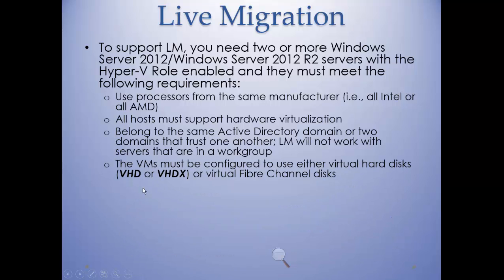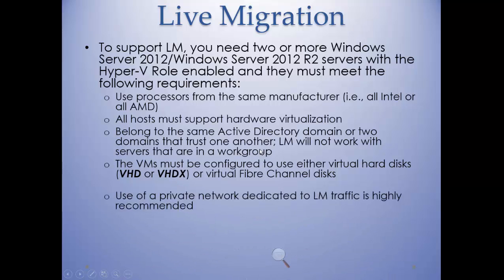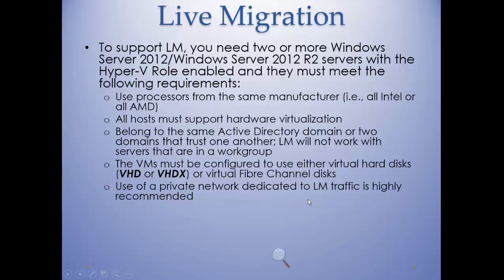The VMs must be configured to use either virtual hard disks, VHD or VHDX, or virtual fiber channel disks if you're supporting fiber optics. So yes, we have VHDX hard disks for these virtual machines. And the use of a private network dedicated to live migration traffic is highly recommended. In a production environment, of course, we have one network card just for internal traffic, DNS, DHCP, and Active Directory regular traffic, and one network card just for live migration, separate.